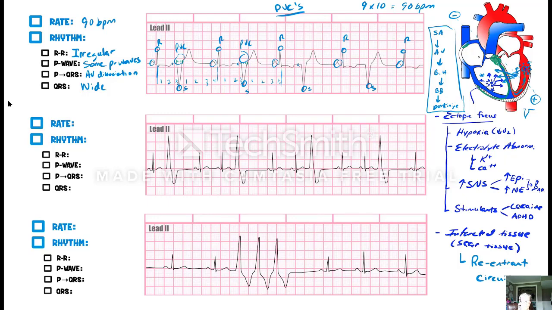All right, so for the next EKG, let's count up our rate. 1, 2, 3, 4, 5, 6, 7, 8, 9, 10, 11, 12.